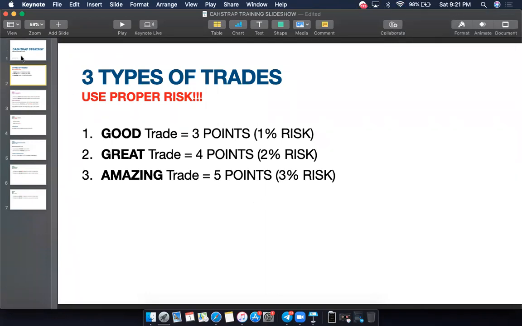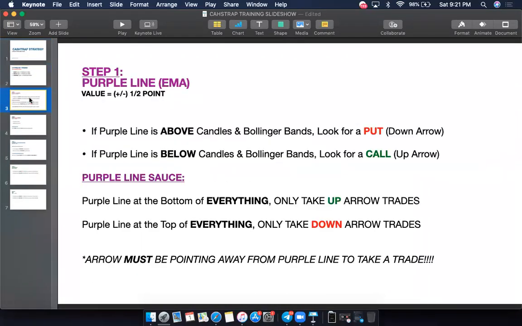Now, how do we actually calculate these points? Here's step number 1. This is the first thing you want to look at when you're opening up your Cashtrap strategy. Step number 1, you want to identify where the purple line is at, also known as the EMA. The value of the purple line is 0.5 point. It says value plus or minus, meaning if it's in your favor, you add 0.5 point. If it's not in your favor, you take away 0.5 point.